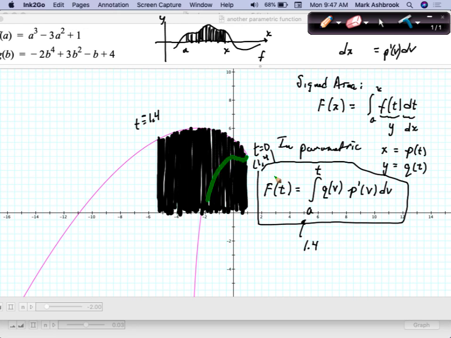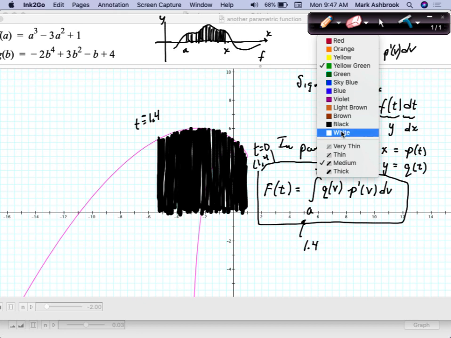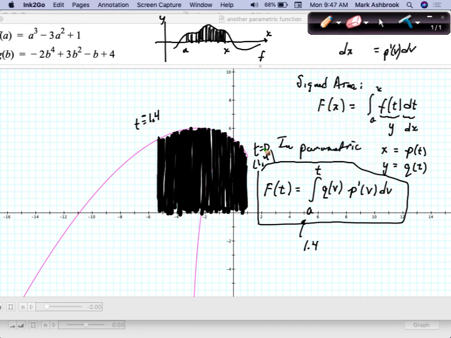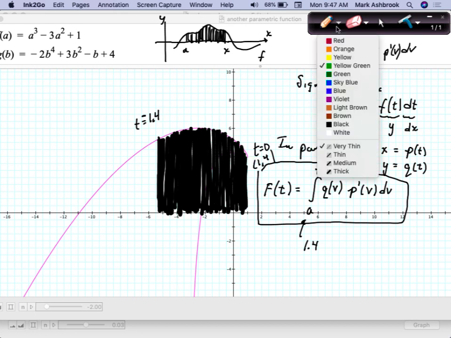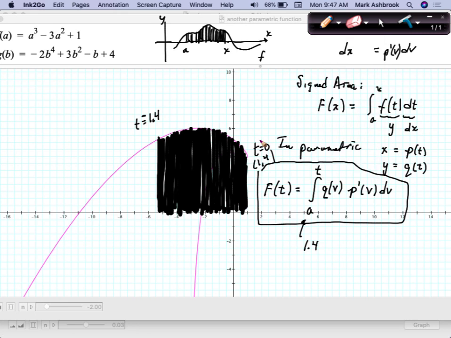Oh, I didn't want that. Let's go with this same color that I got. Maybe it'll show up. Let's see. Does this show up? Yeah. Same color.